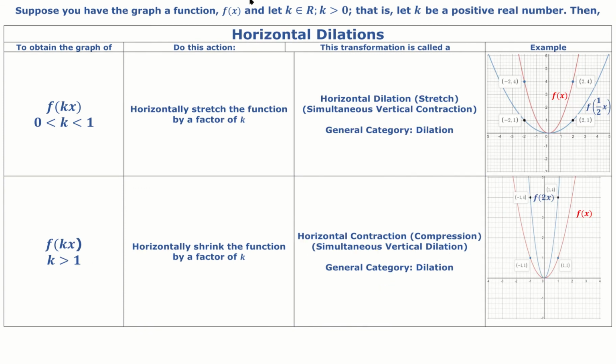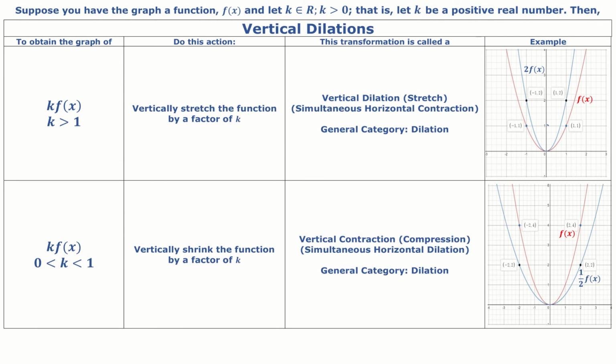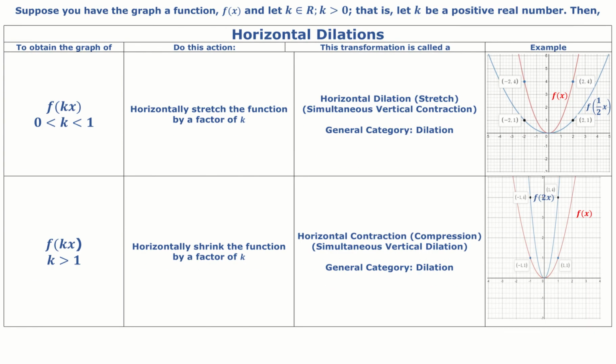Okay, now for the horizontal dilations, again, we're going to bring the change at the input level. So we're going to multiply k inside the parentheses. For the ones we did on the last page, notice the k is multiplied by the f of x itself, right? But for the horizontal dilations, we multiply the k by the input, all right? Not by the output f of x.